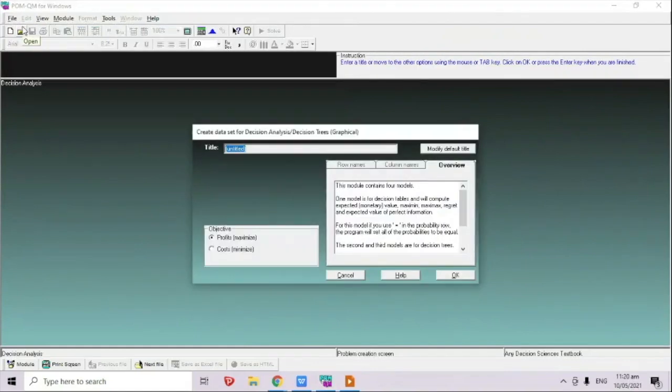Now, for the title, let's put P&G's Tide, revised probability. Let's write decision trees with revised probability. Okay, guys, take note. Our objective is to have the profits maximized, so this is what we will choose. By default, it is already set to profit maximization.